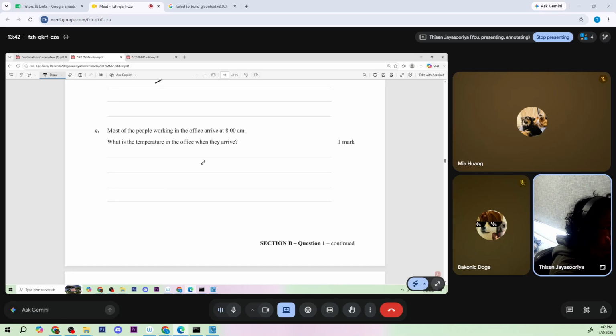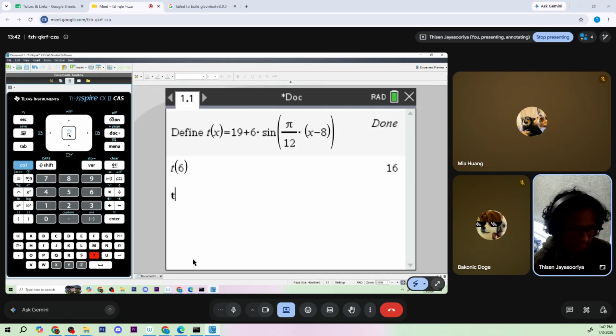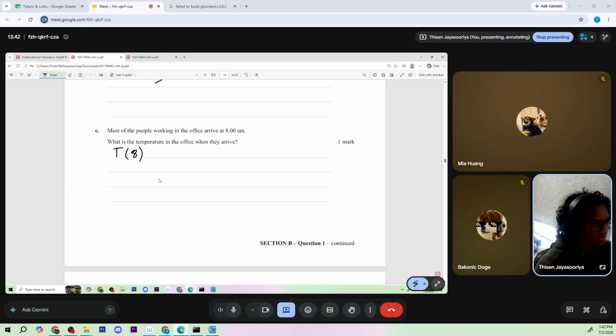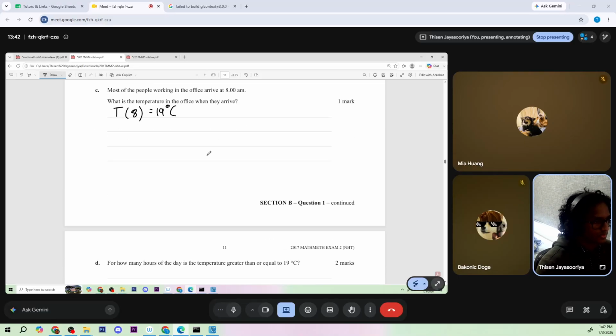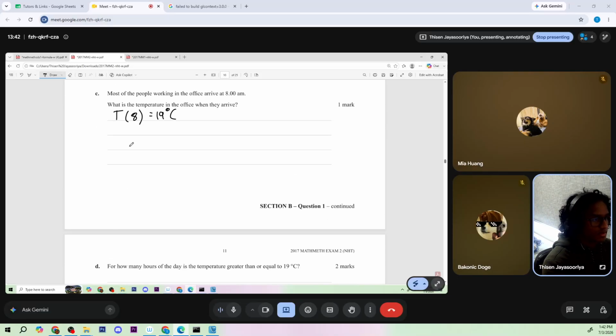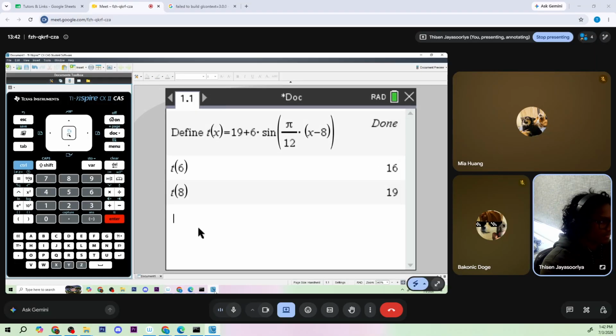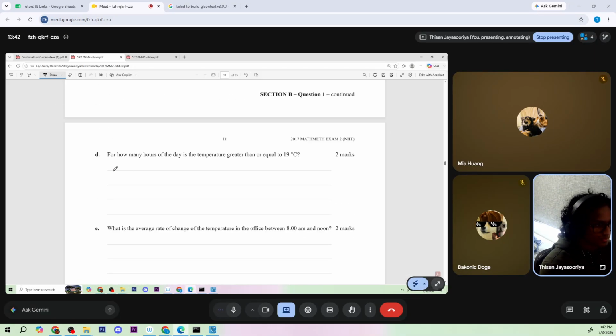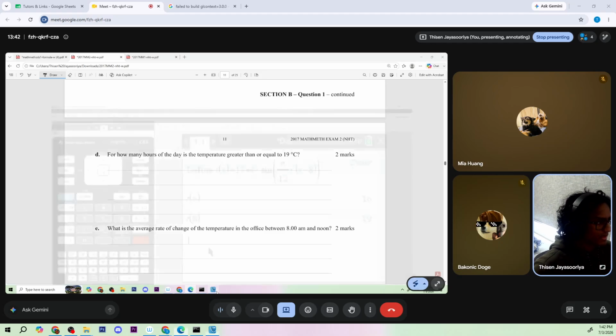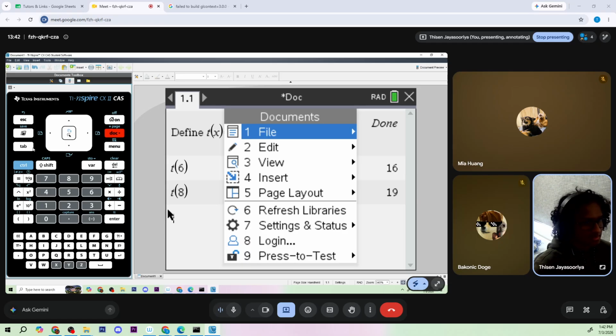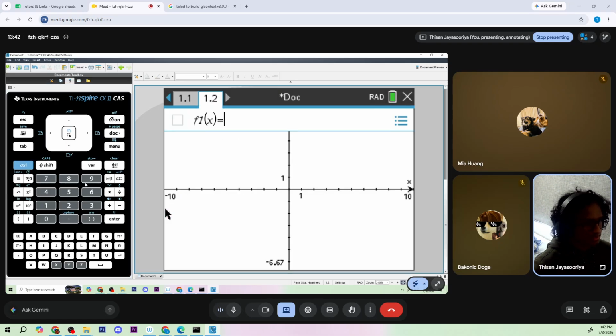Most of the people working at the office arrive at about 8 a.m. What is the temperature of the office when they arrive? So this is just going to be T of 8. So T of 8 is just 19 degrees Celsius. Just going to check that I've properly defined this one. Here it says how many hours of the day is the temperature greater than or equal to 19. So one thing that I wanted you guys to notice from that trial exam is that with a lot of questions, you want to actually sketch them out.